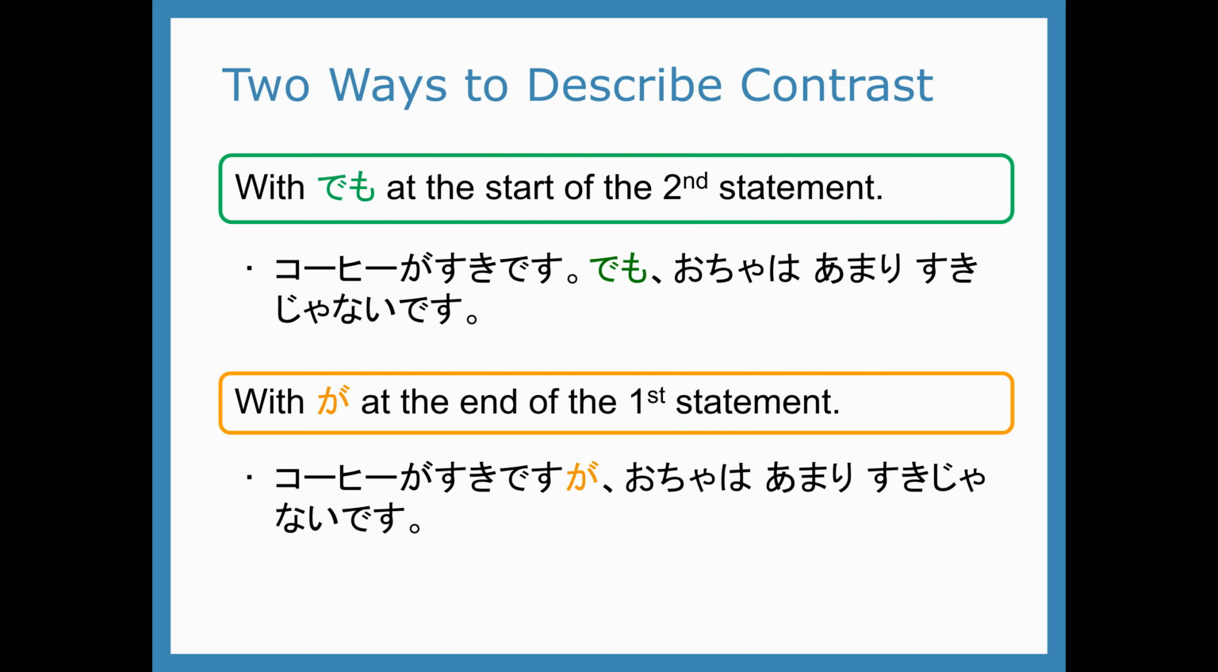So there are actually two ways to describe contrast in Japanese, with demo or with ga. They both mean the exact same thing. The difference is where we put them in the sentence. So demo can only go at the beginning of a sentence, whereas ga goes in the middle. If we want to use demo, we have to end the sentence right before it. It can't go in the middle of a sentence. So, コーヒーが好きです。でも、お茶はあんまり好きじゃないです。Or, コーヒーが好きですが、お茶はあんまり好きじゃないです。So now we know how to combine phrases in Japanese using both and but.